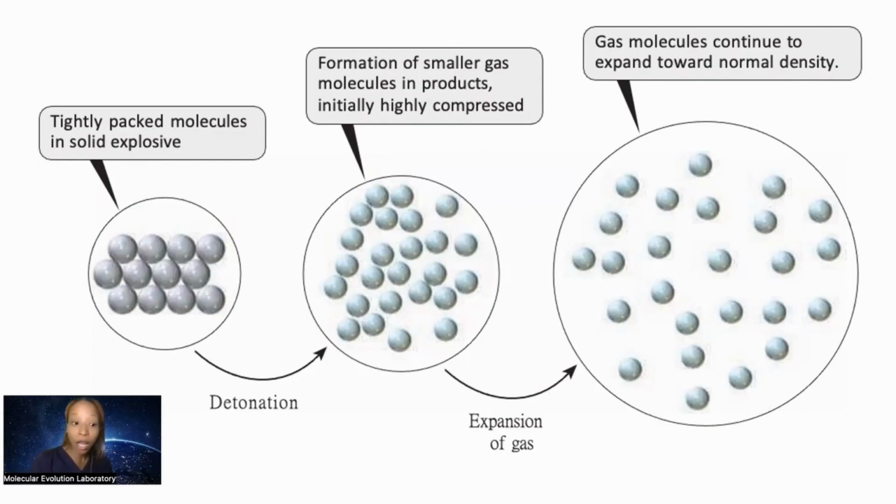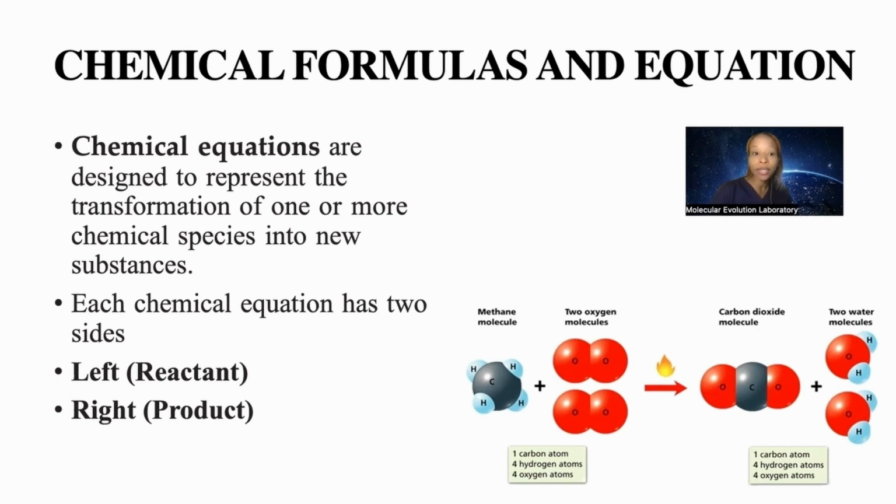So in terms of a chemical explosion, the molecules are tightly packed in the solid explosive. With detonation, you have the formation of smaller gas molecules in the product that are initially highly compressed, and these gas molecules continue to expand rapidly to reach their normal density. Chemical equations are designed to represent the transformation of one or more chemical species into a new substance.